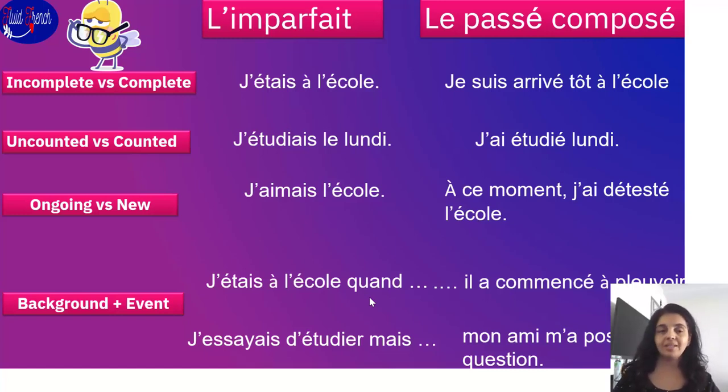For example, the next sentence. J'essayais d'étudier, mais mon ami m'a posé une question. So, what is the background event here? That he was trying to study, but his friend asked a question. So, that's what interrupted the studies maybe. J'essayais d'étudier, mais mon ami m'a posé une question. I was trying to study, but my friend asked me a question.